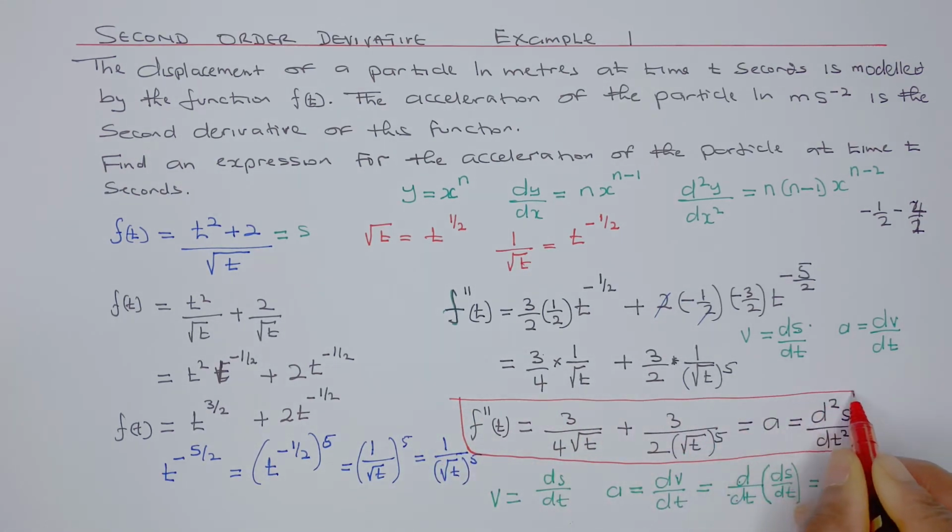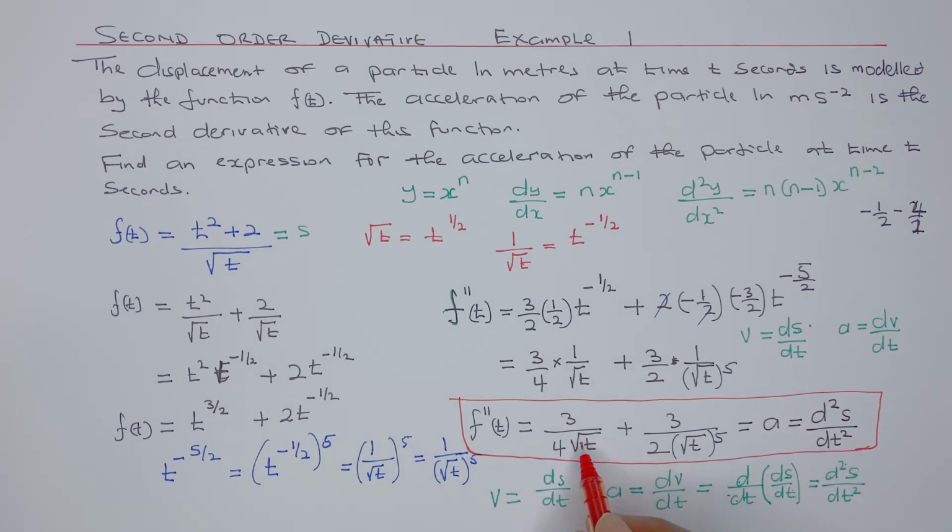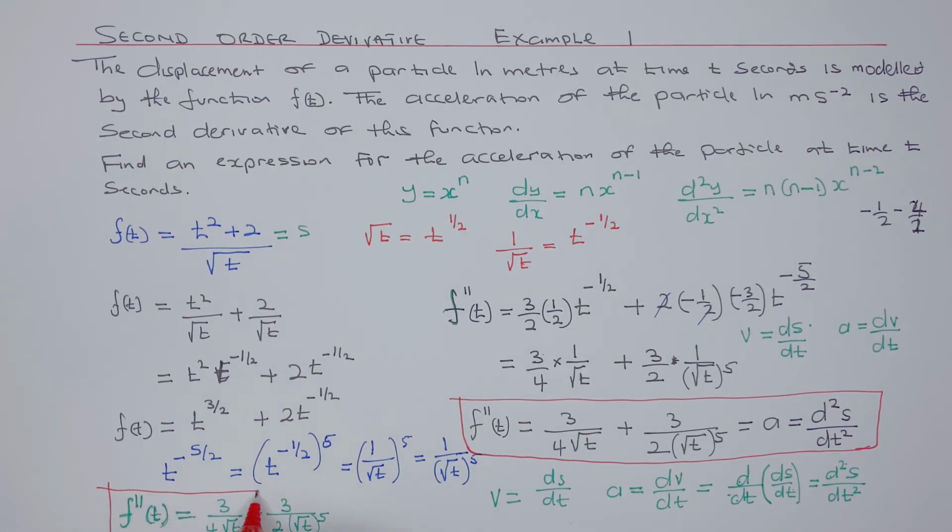So the answer is that. This is what is expected of us to do. So f double dash t, which is the acceleration, as we've explained, we differentiate it twice, equals 3 over 4 root of t plus 3 over 2 root of t all to the power 5. So that's the expression that was required.